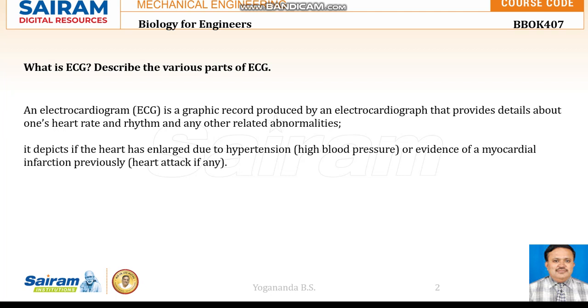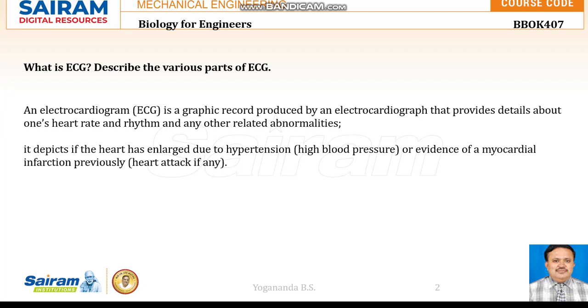ECG, electrocardiogram, is a graphical record that is produced by an electrocardiograph, providing the details about the heart rate in any human's body, its rhythm and any other related abnormalities of the heart beating.